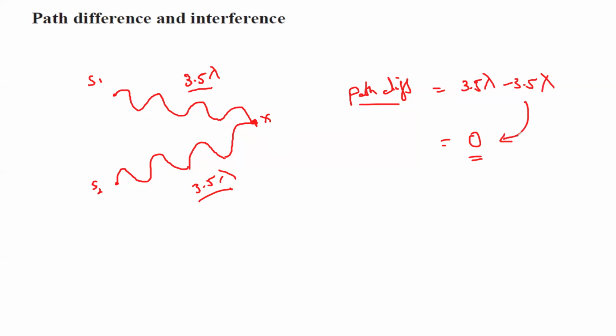So when you get a path difference of 0, what kind of effect will you see for the wave? You will see that the two waves, crest is joining with crest. So what kind of interference will happen here? They will have a constructive interference. When we say constructive interference, it means the effect of the wave will be higher at this point. If these two are sound waves, then we will hear a loud sound. If these two are light waves, we will observe a bright section of light.